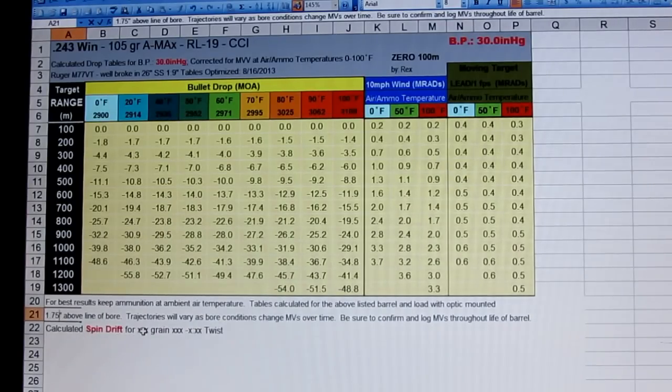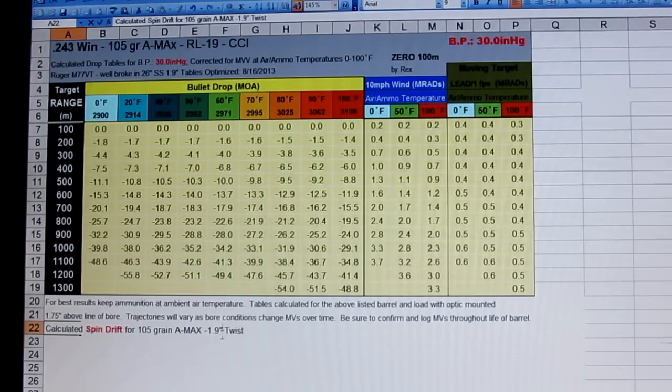Calculated spin drift for, and then we can type that in when we do our spin drift, 105 grain AMAX and 1:9 twist, sorry. Okay, so we always want to make sure you get your commentary edited to make sure it makes sense. And we'll go ahead and save it. And all you have to do is go up here and print that bad boy. You can use some thick cardstock paper or a normal sheet of paper. You can laminate it. You can do whatever you want. And you'll have a good set of ballistic tables to work with right here.